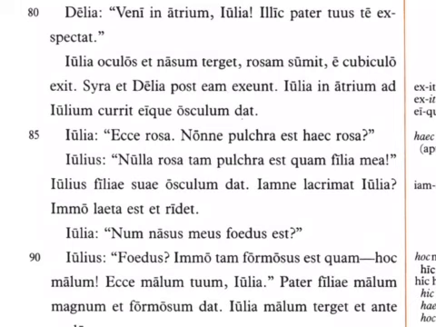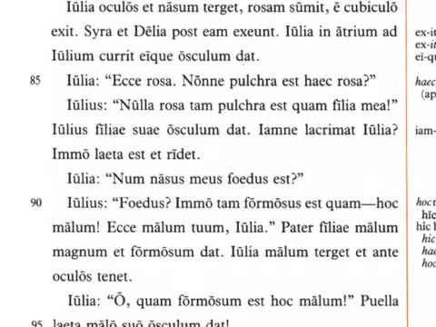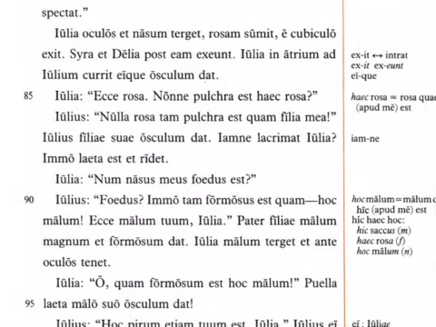Julia in atrium ad Julium currit. Julia runs to Julius in the atrium. Eique osculum dat, and she gives a kiss, osculum, to him. Julia says, Ecce rosa, nonne pulchra est haec rosa? Look, a rose. Isn't this rose beautiful?